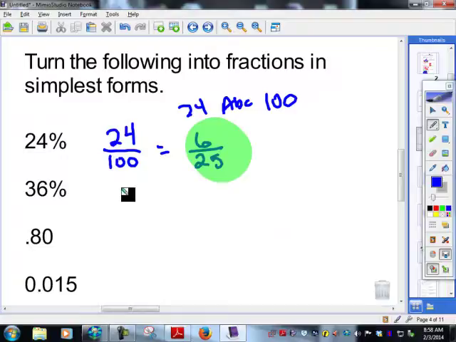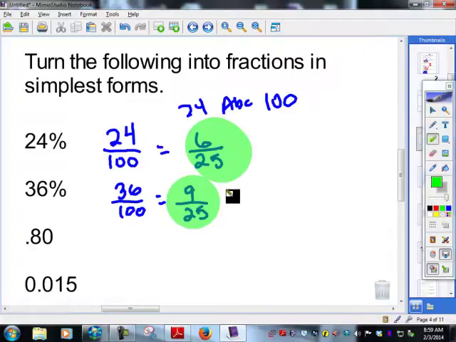Second one here, again, same deal. 36 over 100, you simplify it, you're going to get, what is it, 9/25? Yeah. 9/25. Okay? Very easy. Those are the easy ones when there are percentages from the beginning, right? Now they get a little harder.